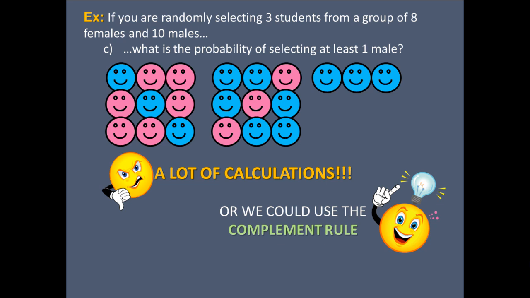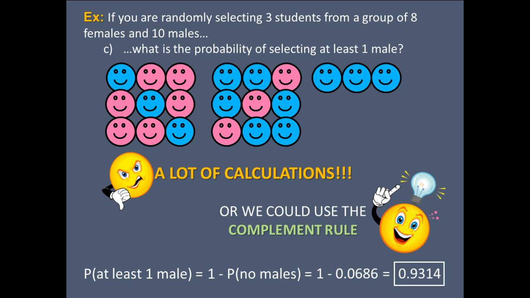Well, what we don't want is to get 0 males. Well, 0 males would mean all females. And we've actually done that calculation already. If we hadn't done that calculation in part A, we would have to go and do the calculation for getting 0 males or getting all 3 females. But we saw in part A that that probability is 0.0686, which means the probability of getting at least one male is 0.9314.